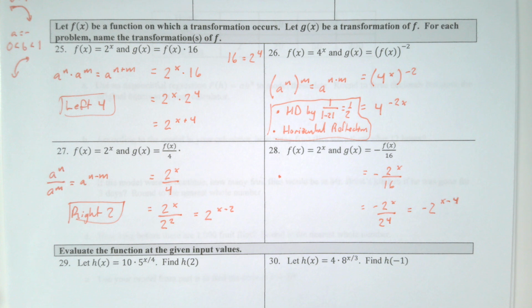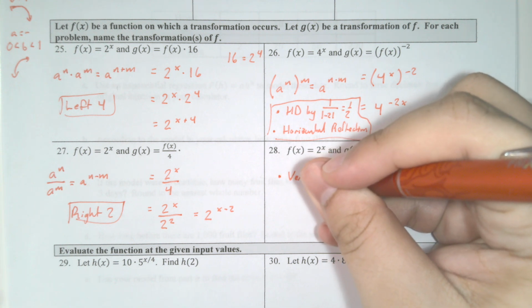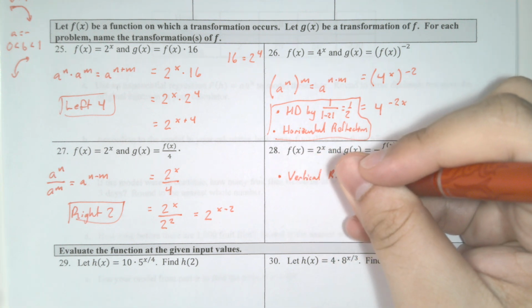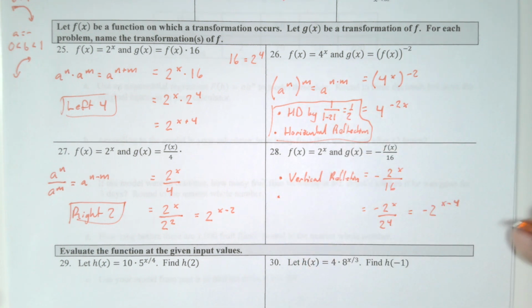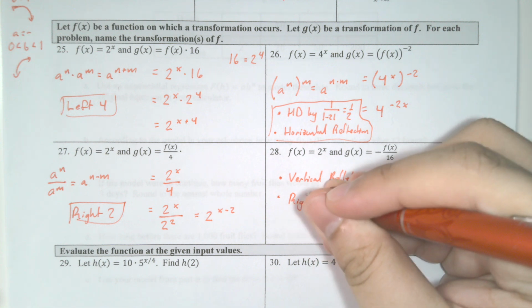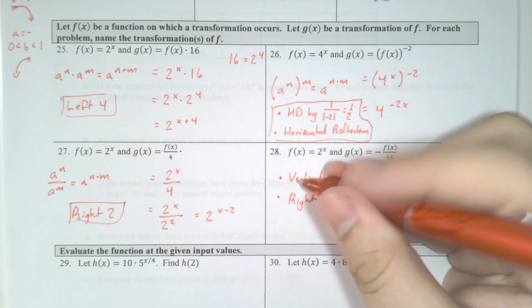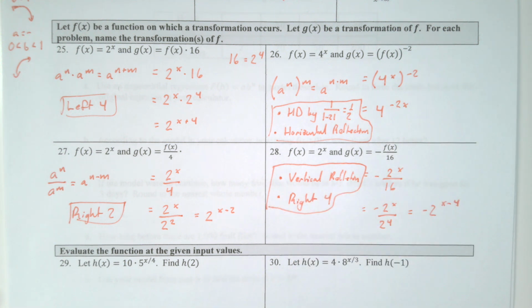The first one is that this negative out in front of our function, in front of the 2, is going to be our vertical reflection. And the second one here is that we're going right 4. And so those are our two transformations for this function.